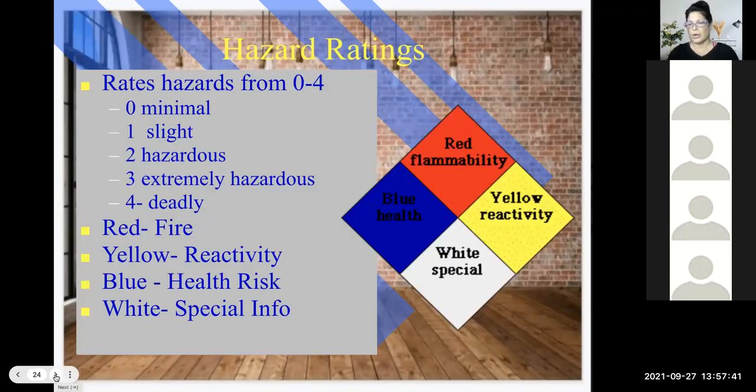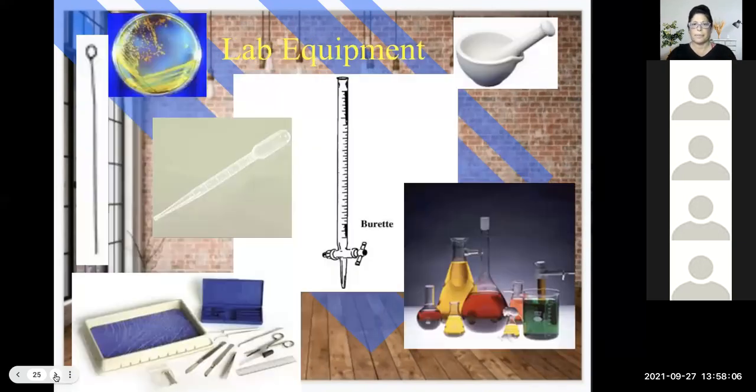Hazard ratings. I'm just going to go through this part really quickly. You really don't need this part, but it's good to know. So rate hazards from 0 to 4. 0, of course, would be minimal. 4 would be deadly. Red is going to be fire. Yellow, reactivity. Blue, health risk. And white has special info.